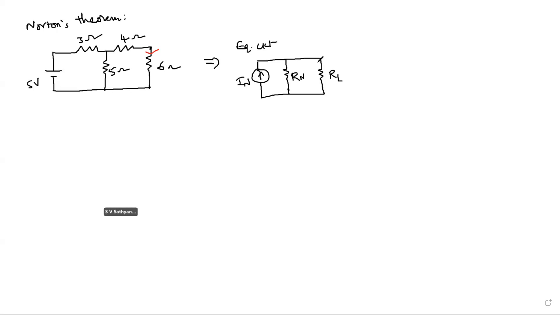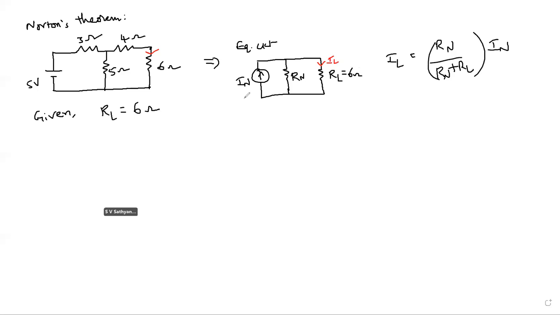RL, sir. RL. That is, this is your IL. So what is the formula to calculate that IL? RN by RL plus RN into IN. Right, very good. So here, what is the given data from the problem? RL is equal to 6 ohms. Good. So immediately we need to substitute here, and we need to find out the value of Norton's current. So what is the first step we need to do?